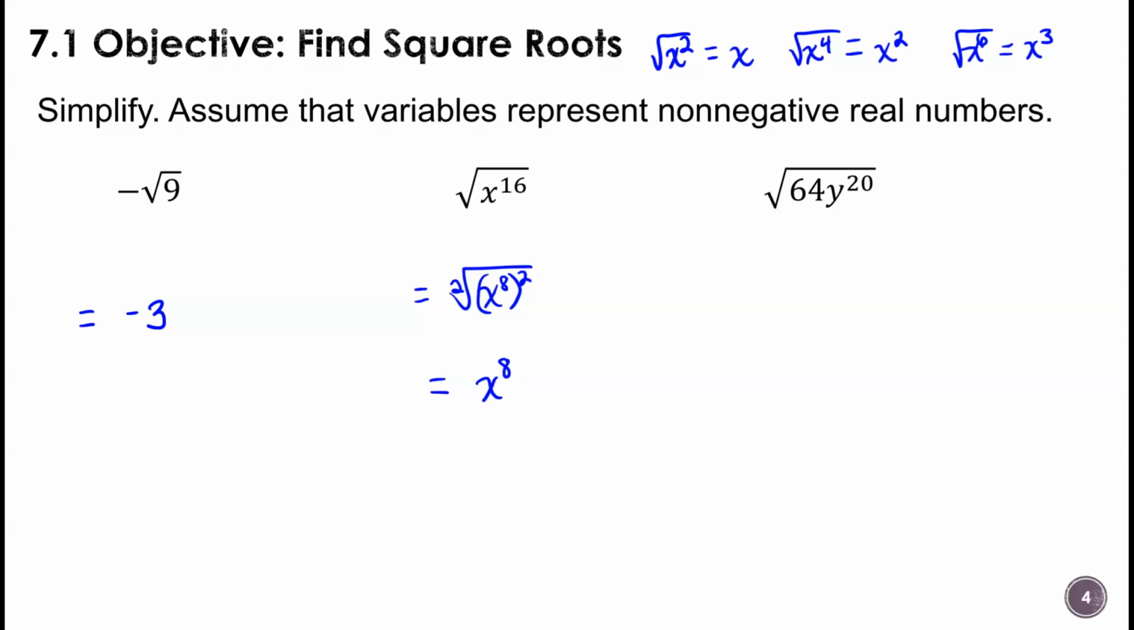But you want to understand why you are doing this. So let's look at the 64 in the same way. If I wrote 64 as a power, I would have 8 squared, right? 8 to the 2nd power, and then this would be y to the 10th squared. And so because I have exponents of 2, which are the same as my index, my square root is going to be 8y to the 10th power.